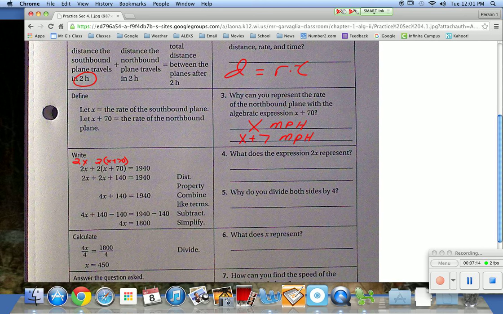All right? And how far do they go? Together, 1,940 miles, right? Together, they're going to go that distance. So 2x equals one plane, and then 2 times x plus 70 equals the second plane, then together their distances would be 1,940, and we add these two together. So what does it represent? Total distance.